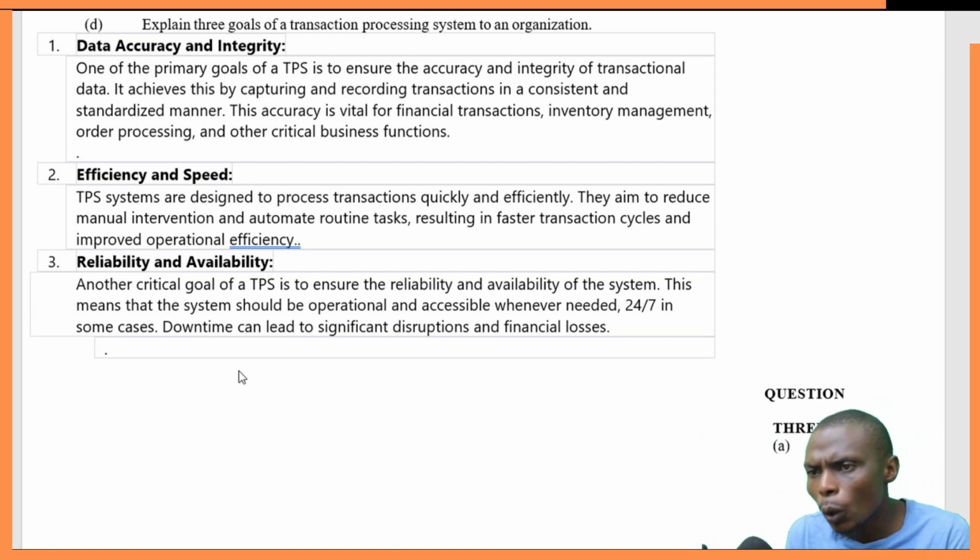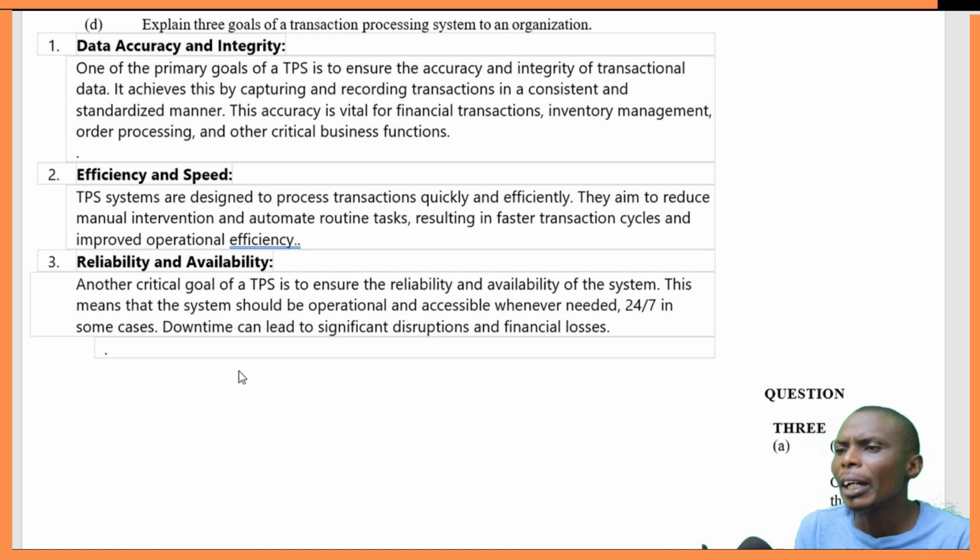The third goal will be reliability and availability. This simply means that the system should be operational and accessible wherever needed. The customer should not experience unavailability, like the system is not up or is not running. So there should be 24/7 accessibility of this system. Downtime and even slowness of this system can lead to disruption and financial losses to the organization. There must be reliability and availability.